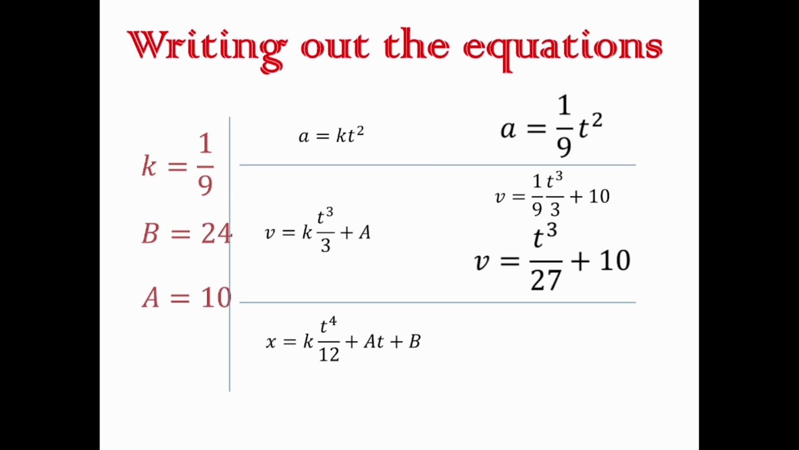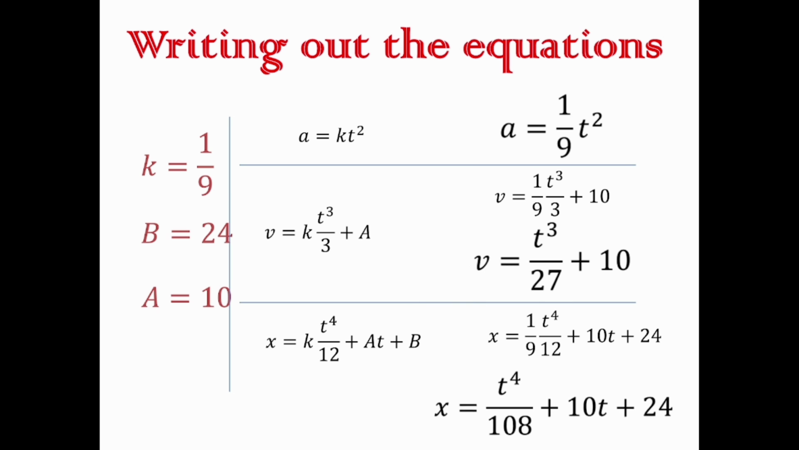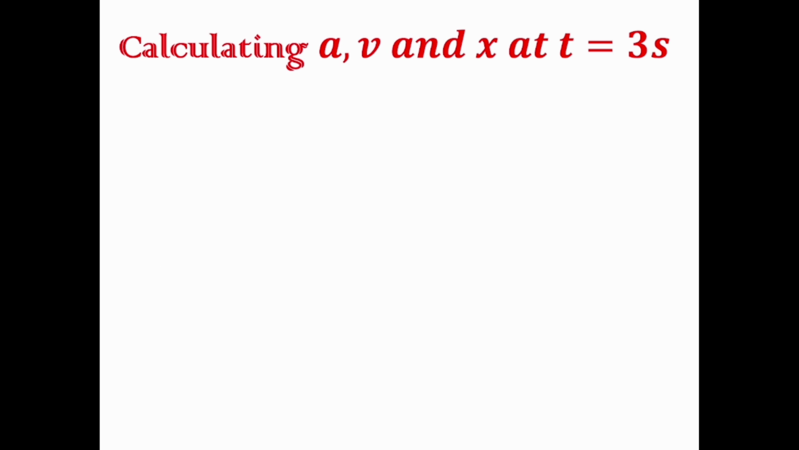So if we put all our variables k, b, and a into this equation and simplify, we are going to get our final equation for displacement expressed in terms of time. So basically, we've gotten our three equations for acceleration, velocity, and displacement, all expressed as a function of time. So let's calculate our acceleration, velocity, and displacement when time is 3 seconds.